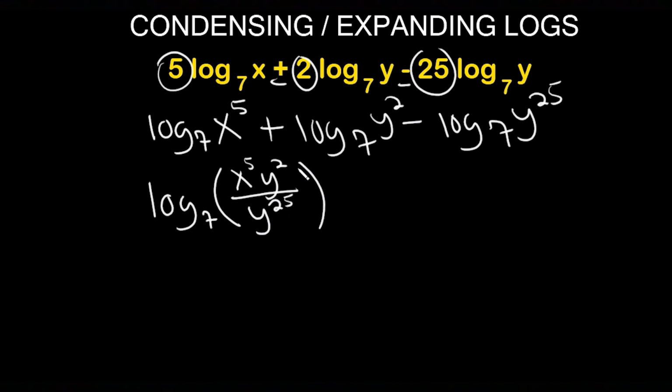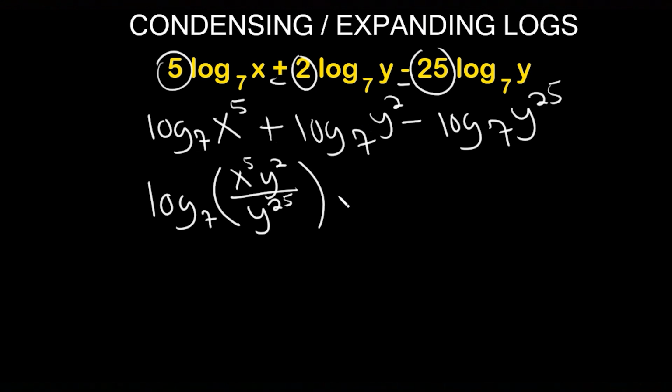Okay? And then from here, there's actually one more thing you can do. Notice how I have a base of y up top and a base of y on the bottom. So if you look at your numerator and your denominator, I have y to the 2nd power and then y to the 25th power. We can then use properties of exponents. We know that if we have the same base and we're dividing, we can go ahead and subtract those exponents. So I can actually rewrite it as log base 7 of x to the 5th power. And then 2 minus 25 will give you negative 23. So y to the negative 23 power.